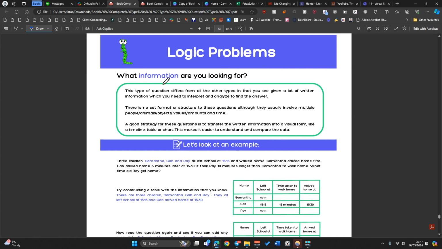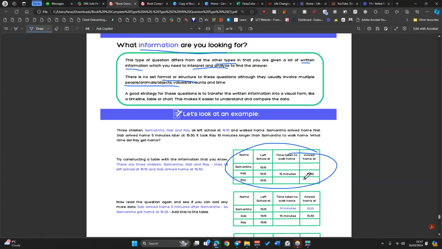So let's have a quick look at the instructions. It says this type of question differs from all other question types, like I just said. You get given a lot of written information, and basically you have to interpret and analyze it to find the answer. There is no set format or structure to this question. It usually involves people, animals, objects, values, amounts, times. So like you see here, this is a timetable.